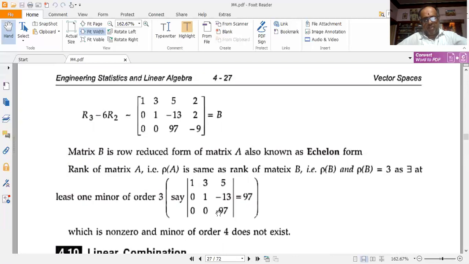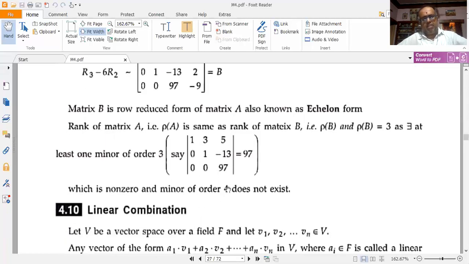the value of this determinant is equal to 97, because this forms a triangular matrix. It forms an upper triangular matrix. The value of the determinant of an upper triangular matrix is equal to the product of the corresponding principal diagonal elements. So it is equal to 1 into 1 into 97, which is equal to 97. Or if you use the expansion formula also, I get the same. So it has at least one minor of order 3, whose value is equal to 97 in this present case, which is not equal to 0.